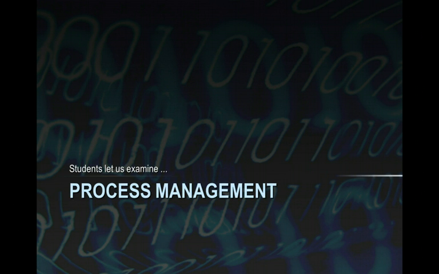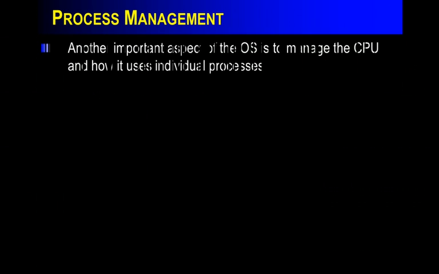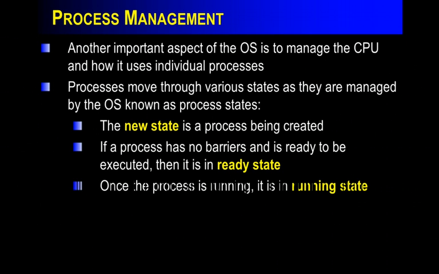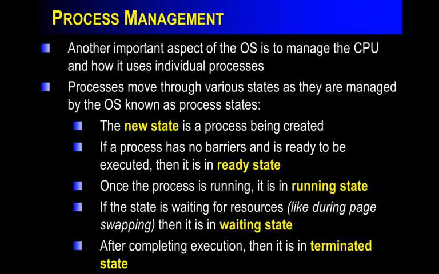Okay, process management. So to manage these processes, here's the way it works. You want to launch your app. So the app process is created in a new state. If the process has no memory barriers, then it's said to be ready. The app is in a ready state. Then once it's past the ready state, it goes into a running state.